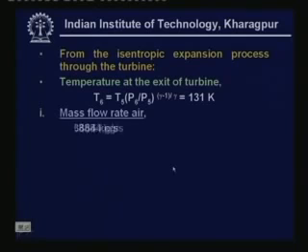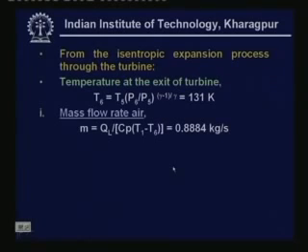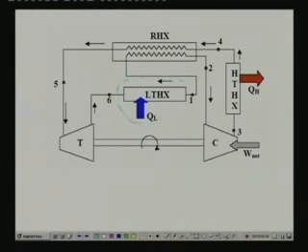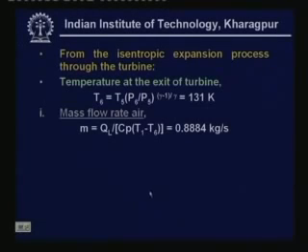Now, mass flow rate of air we have to find out. Mass flow rate of air is simply given by refrigeration capacity by Cp into delta T. This you get by applying energy balance across the low temperature heat exchanger. So, from energy balance across the low temperature heat exchanger, QL is equal to m dot into Cp into temperature rise, that is T1 minus T6. So, from this you can find out what is m dot. So m dot is given to be 0.8884 kg per second, QL is given as 100 kilowatts, Cp is 1.005 and T1 and T6 are known to us.